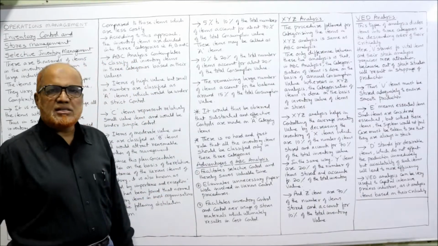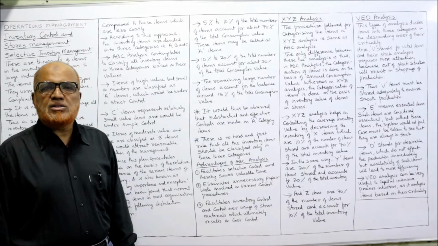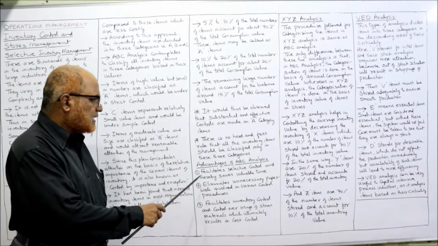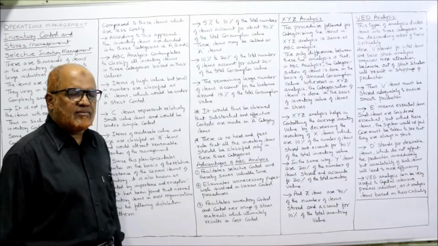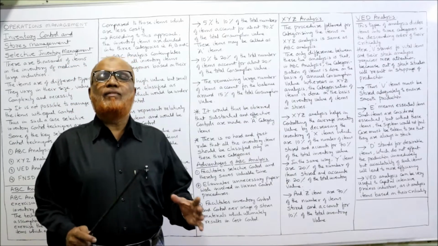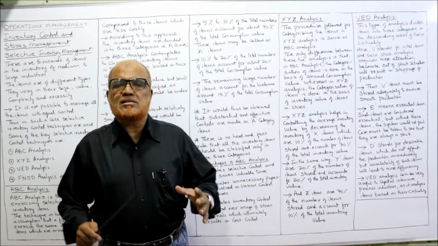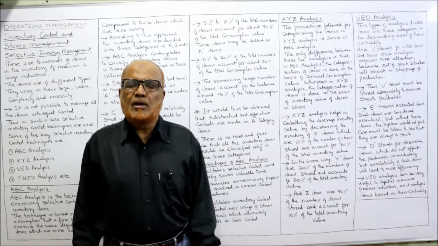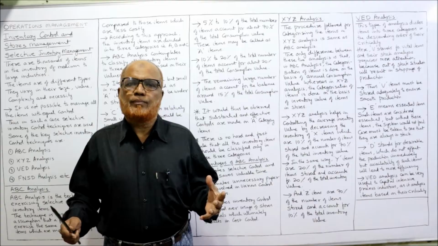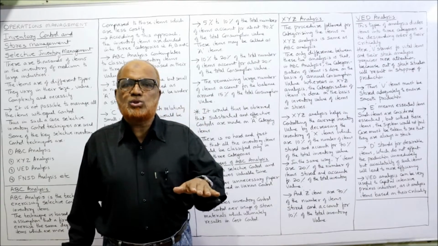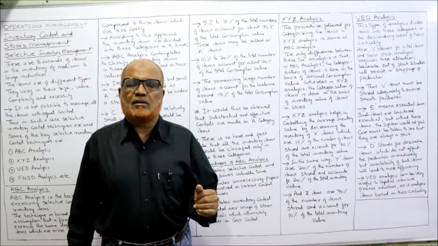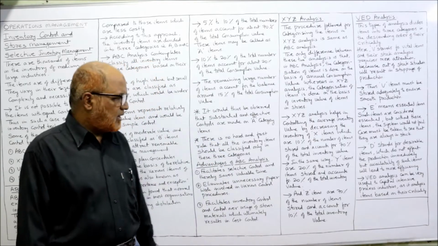Now, advantages. There are many advantages of using this ABC analysis. The first advantage, it facilitates selective control and thereby saves valuable time. If we do not apply this ABC analysis, equal control would have been applied on all the items. It will take a lot of time. Our time will get reduced if we categorize the items into ABC. Time saved. That is the first advantage.